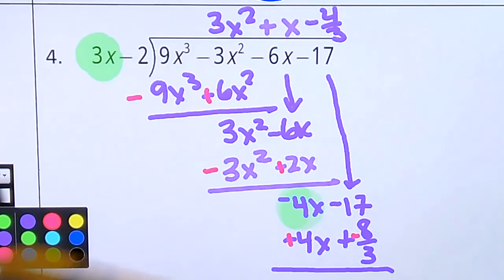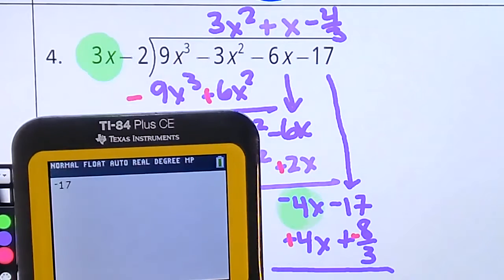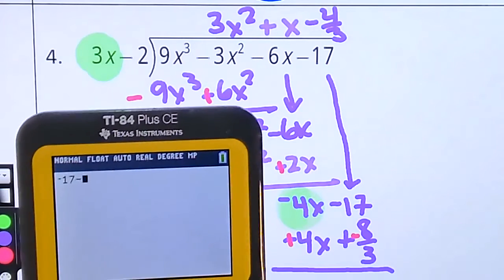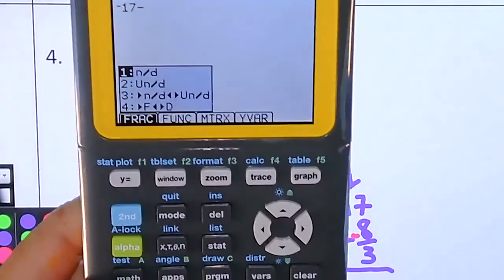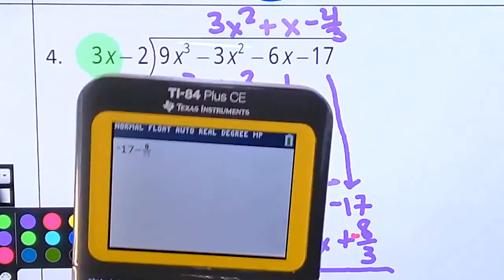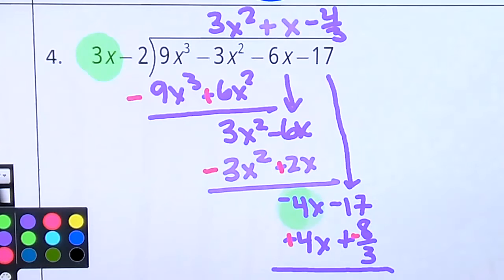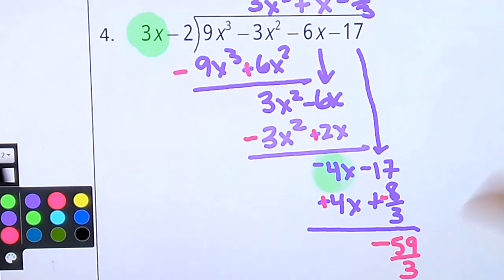And so let me do this on my calculator. So I'm going to be having a negative 17 minus, and I'm going to do alpha and y equal to get my fraction. Okay, and I want number 1, or just hit enter. And I'm going to type in my 8/3, and I get a negative 59/3. So I'm going to end up getting a negative 59/3 as my remainder. Sorry, let me get that in the screen, negative 59/3.